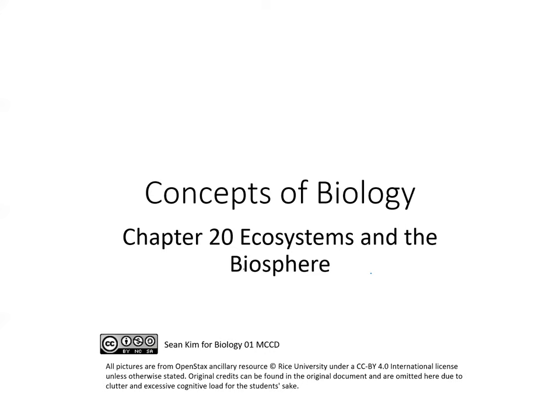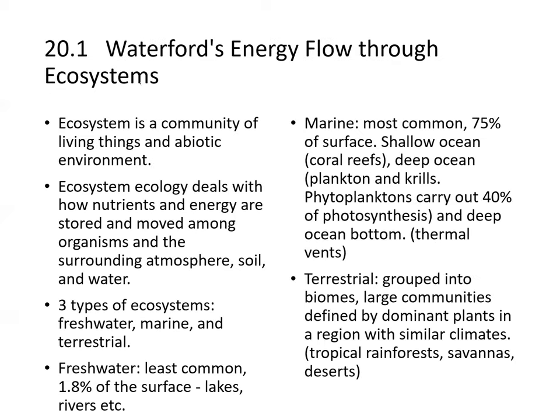Okay, let's do chapter 20 today, ecosystems and the biosphere. So energy flows through an ecosystem. An ecosystem is a community of living things and their abiotic environment. So ecosystem ecology deals with how nutrients and energy are stored, moved, and exchanged among organisms and the surrounding atmosphere, soil, and water.